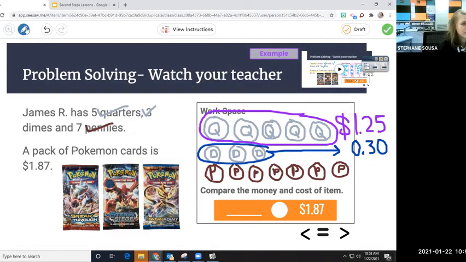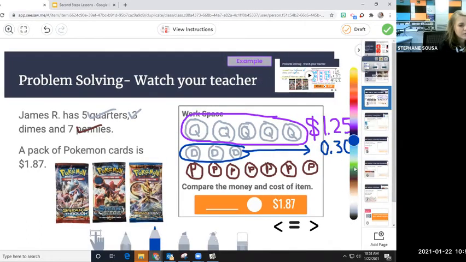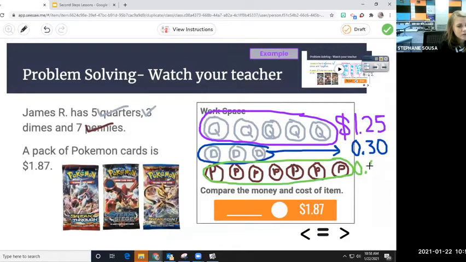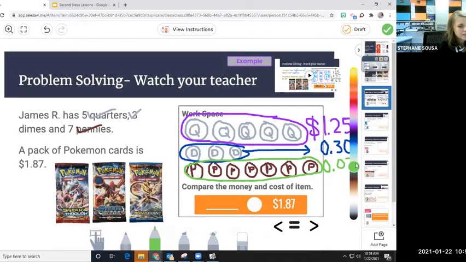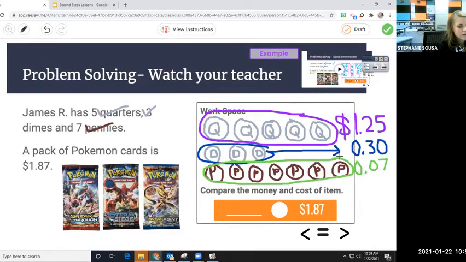And then we have our pennies. My pennies, I'm going to do the same thing. I have 7 of them. I know how to count by 7 one time, and that's 7 cents. So that is $0, 0 dimes, and 7 cents. So it's like a 007 situation. So you write 0 decimal point 07. And then I can add this money together.